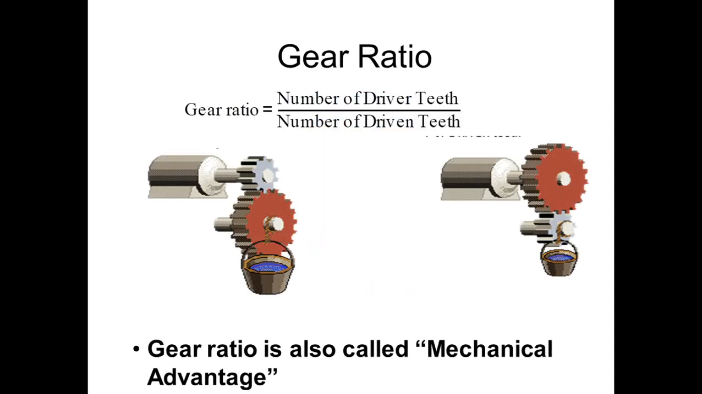Now when we speak about gear ratio, it is equal to the number of driver teeth upon the number of driven teeth. The third term which is very important and significant to know is the gear ratio: number of driver teeth upon number of driven teeth. Gear ratio is also called mechanical advantage. So how much mechanical advantage we have, that is nothing but the gear ratio, number of driver teeth upon number of driven teeth.